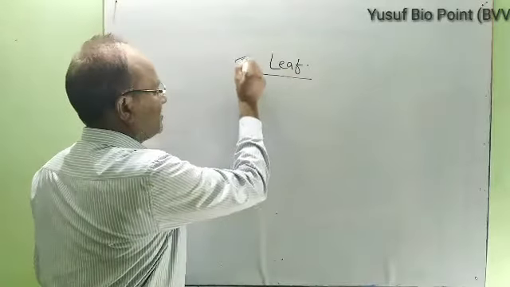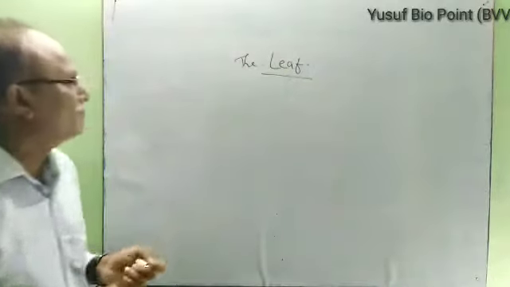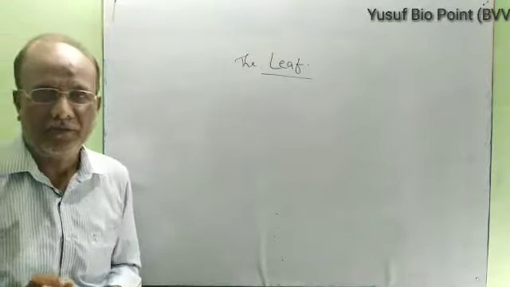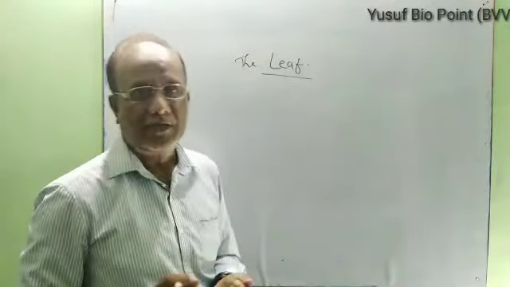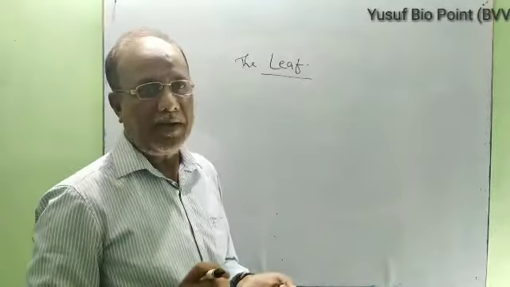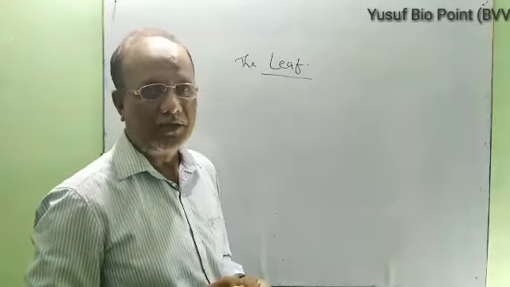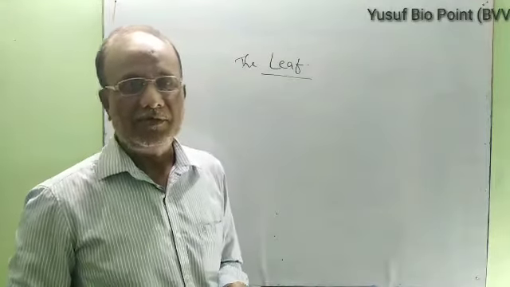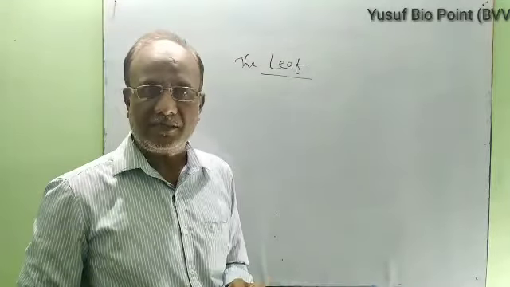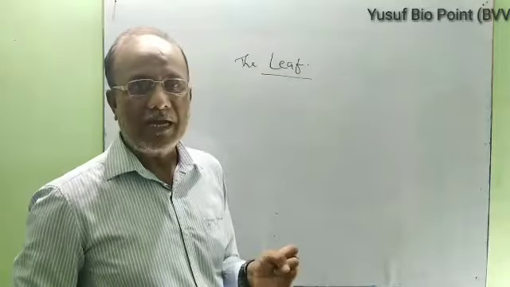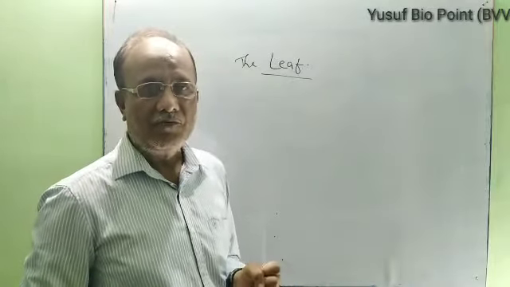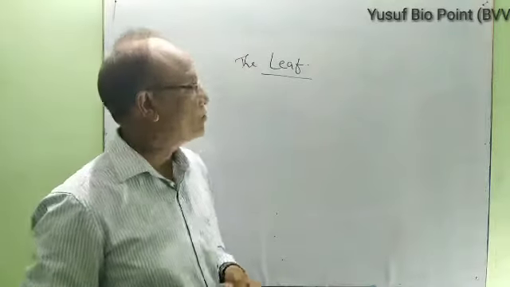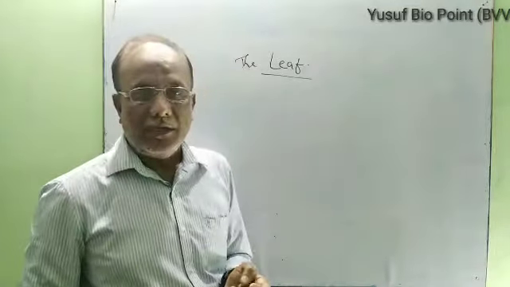Leaf. About the leaf: the leaf is the main part of the plant. You know that photosynthesis takes place in the leaf, meaning the food is synthesized in the leaf, and from that part the food is sent to all other parts of the plant.